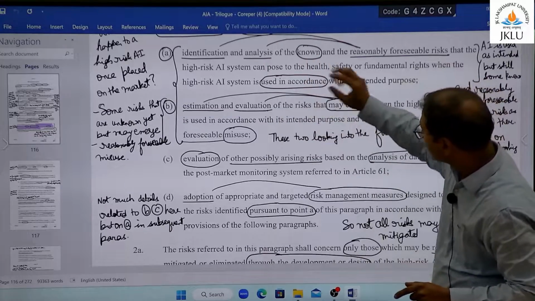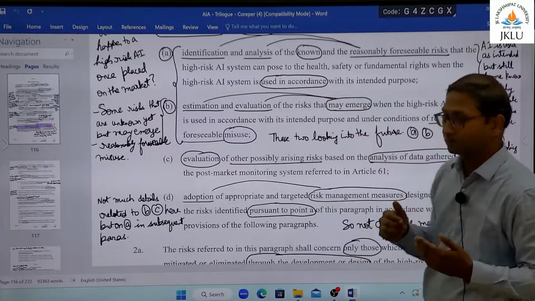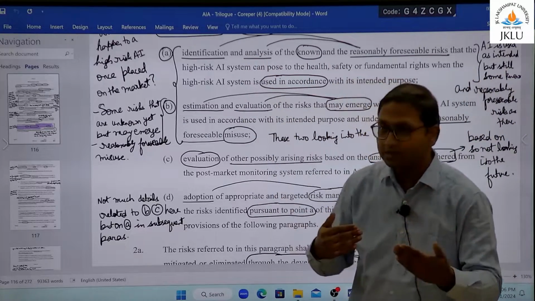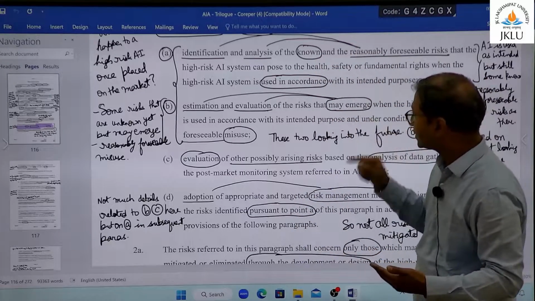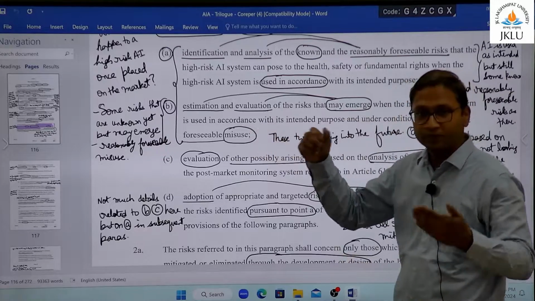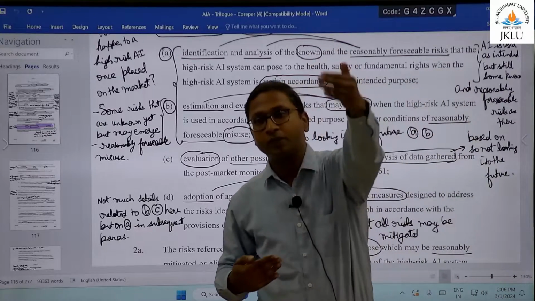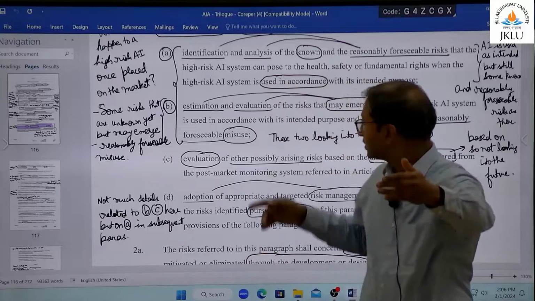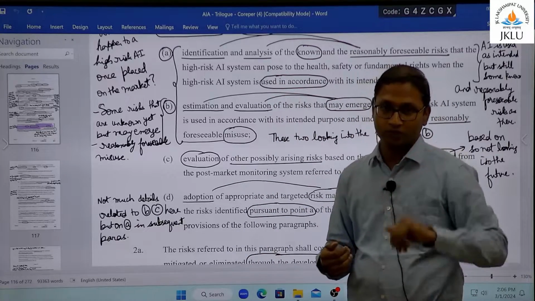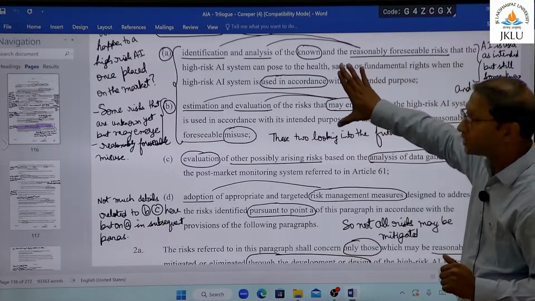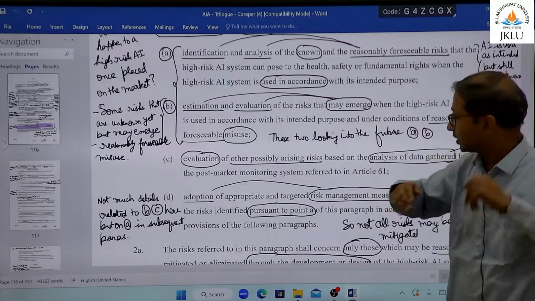Now these two clauses are looking into the future. So you have to identify, analyze, known, reasonably foreseeable, may emerge, reasonably foreseeable misuse. So we are talking about the ways in which these things may be used or misused. So these are looking mostly into the future.